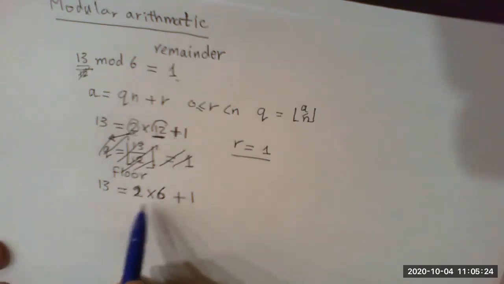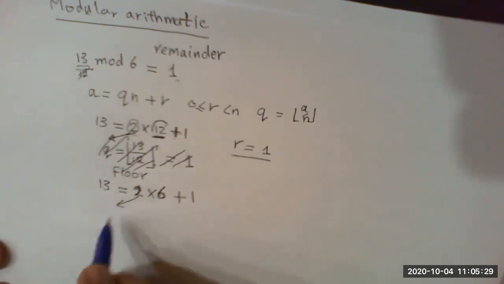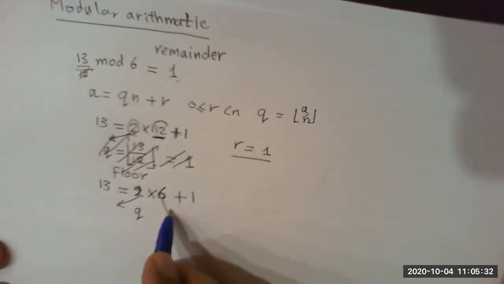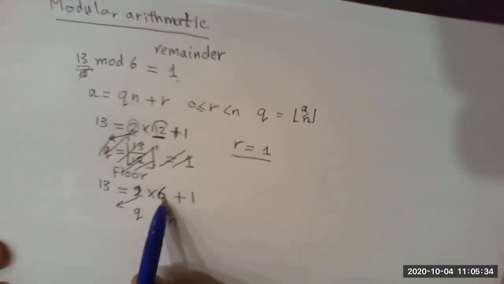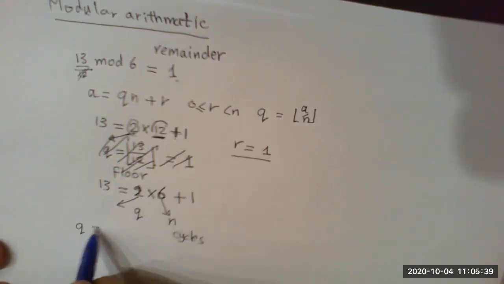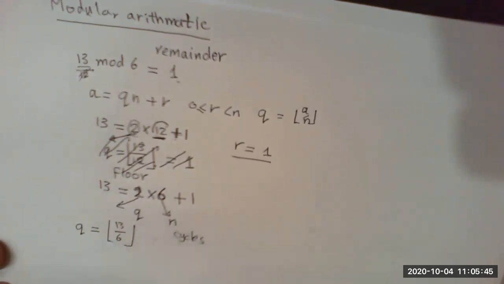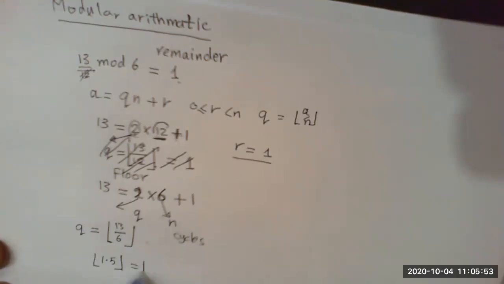Okay, now I can find that 2 is called Q, and that one is called N. And the N here is, if you remember the cycles, and the Q, I can get Q as a floor of this division, which is 13 by 6. The floor means, you know, the floor of 1.5 is 1, just to get the nearest integer less than 1.5.